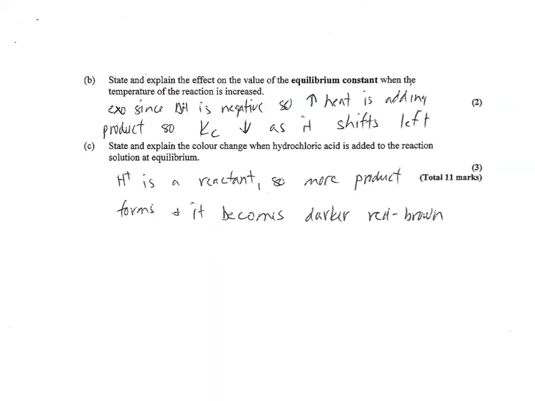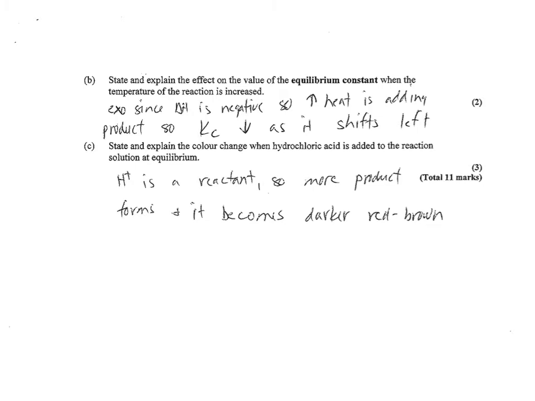And to finish up, Part B says, state and explain the effect on the value of the equilibrium constant when the temperature of the reaction is increased. Well, for this specific equation, it was given as a negative enthalpy, so we know it's exothermic. So increasing heat will be like adding product, or it will favor the product collisions versus the reactant collisions, and we will see the equilibrium constant decrease as more reactant is formed and product is consumed.